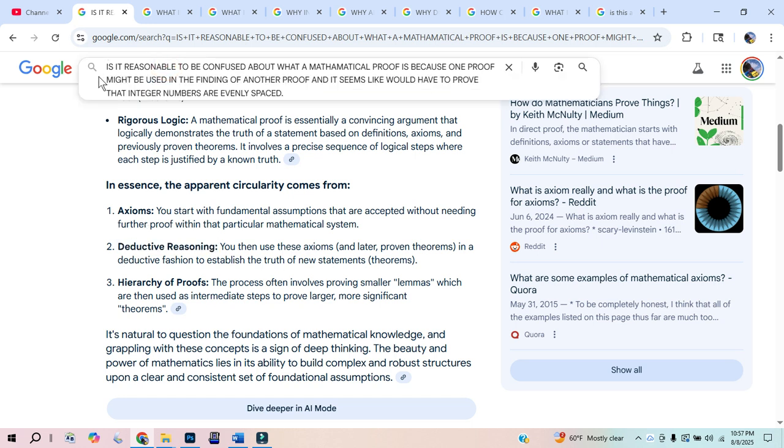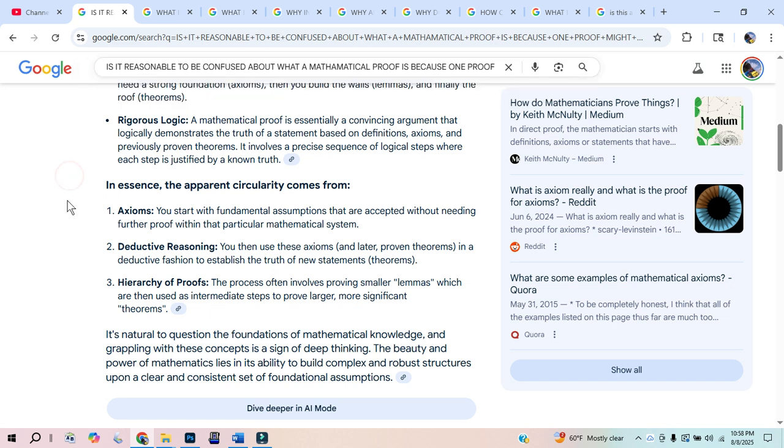Is it reasonable to be confused about what a mathematical proof is, because one proof might be used in the finding of another proof? And I said it seems like we would have to prove that integer numbers are evenly spaced. And then I started studying.